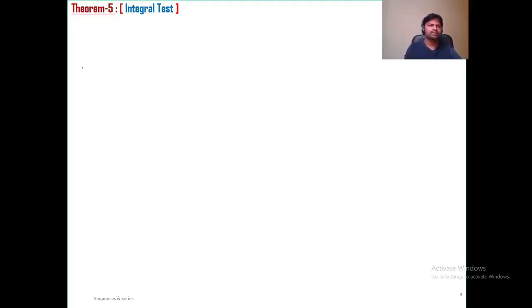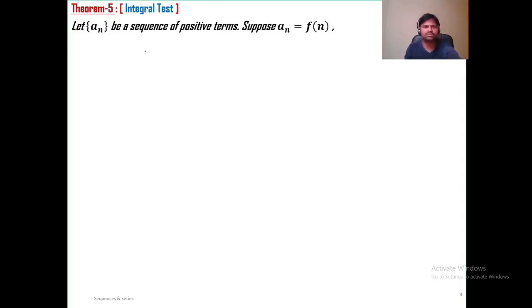Now in today's class, we are going to discuss some convergence tests. The first one is the integral test. In the last class, we did up to theorem number 4. Now theorem number 5. Let a_n be a sequence of positive terms. Only positive terms you have to take. That is a condition. Suppose a_n is equal to f of n.